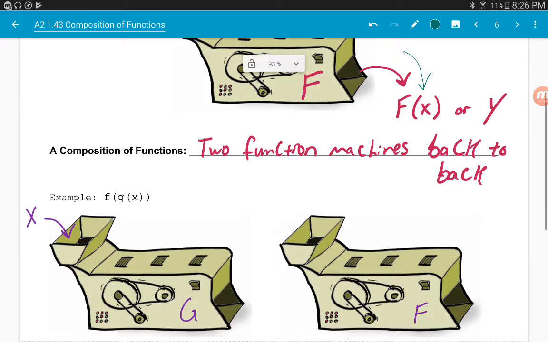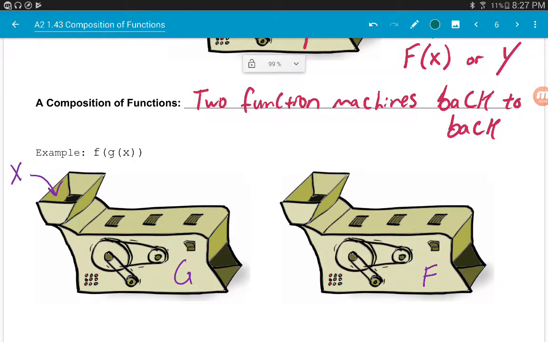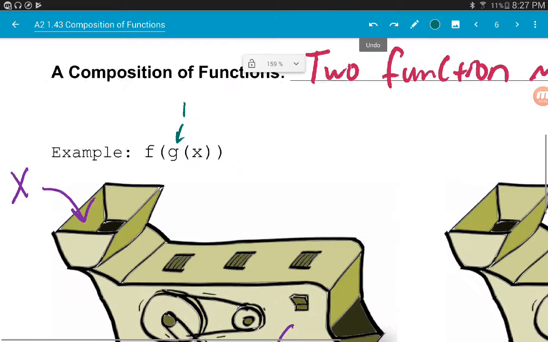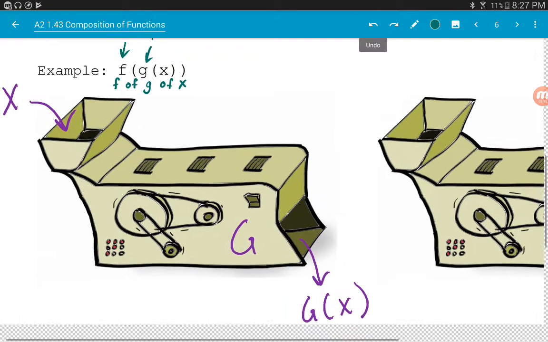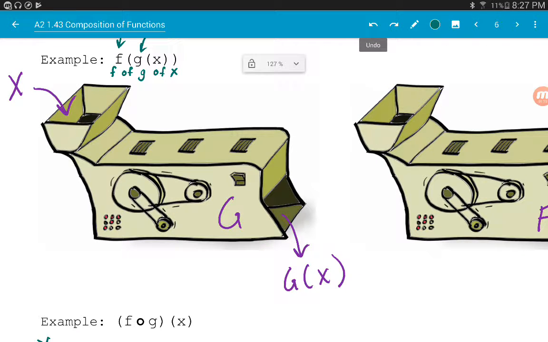So a composition of functions is just two function machines back to back. So if I'm looking at these two function machines here, we're talking about the example of f of g of x. So we have two functions here, g and f. The closest one is going to go first. So g would be first, and f would be second. So the x gets put into the g machine, the g function over here, and what comes out is g of x. So x has been processed by g.